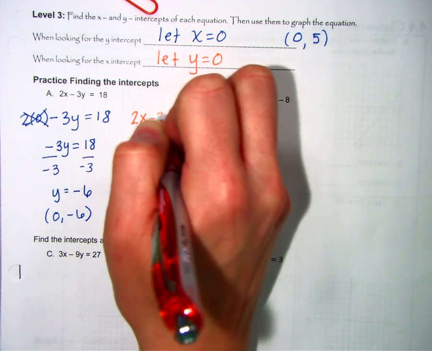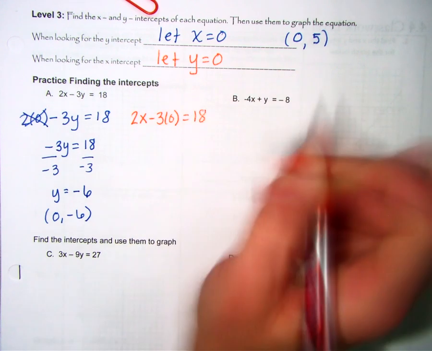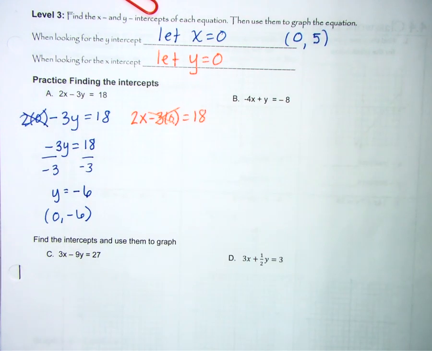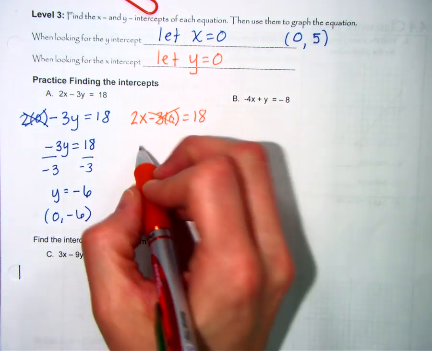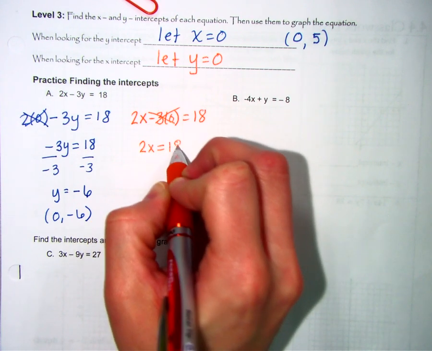So 2x minus 3 times 0 equals 18. So what we're talking about is this whole part. You don't even have to write this whole part because all of that's going to turn into 0. It's going to go away. So when that goes away, you have 2x equals 18.